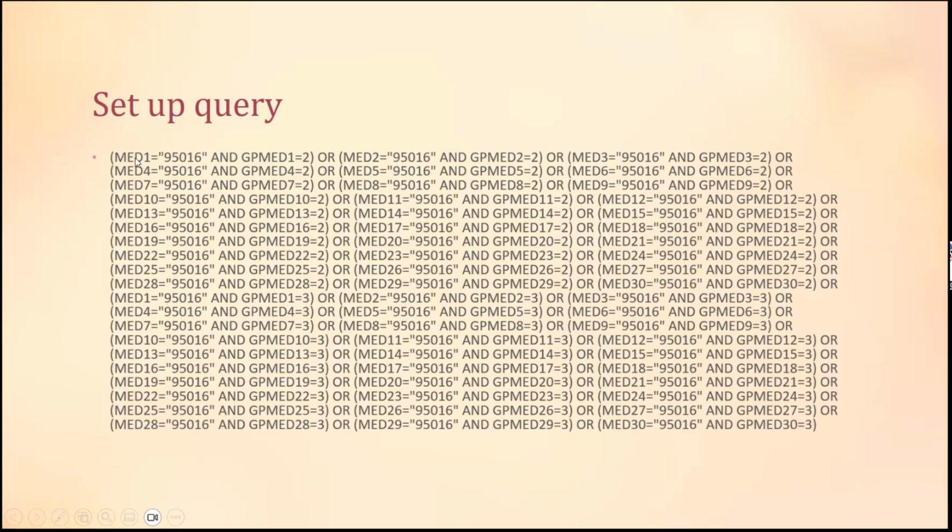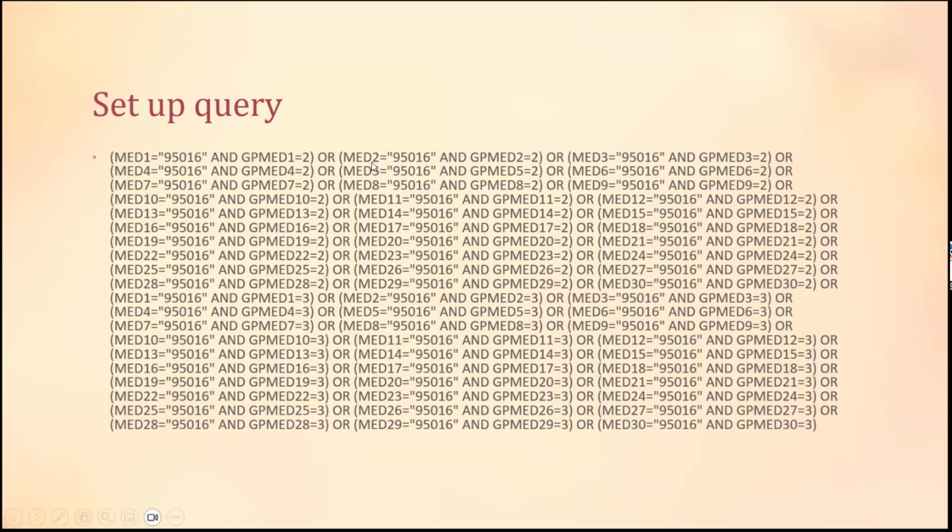And then I'm telling it to look for 95016 in the category for Med 1, but I also want it to look for 95016 when GP Med is equal to 2. That's in the specific case where the discharge prescription is provided in the ED. I don't care about 1. Remember, I'm just focusing on discharge prescriptions and so on and so forth. So I keep on repeating that.